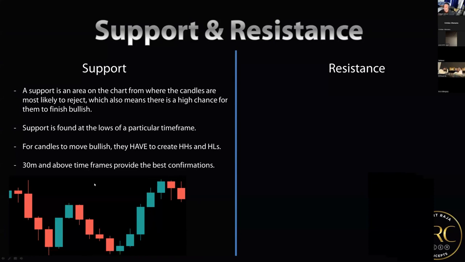All these candles are from the 30-minute time frame. That's irrelevant. These can be from the 1 hour time frame, 30-minute time frame, the 4 hour time frame, the weekly, daily, and so on and so forth.